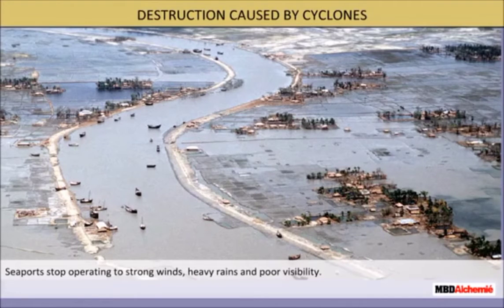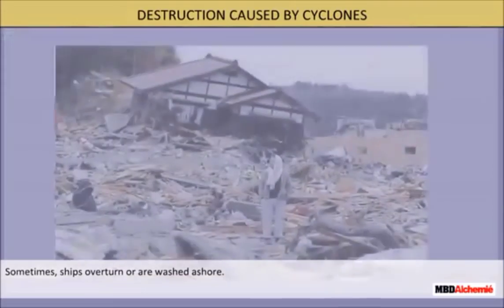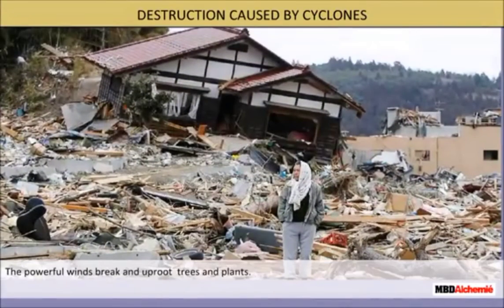Seaports stop working due to high winds, heavy rains, and poor visibility. Sometimes ships overturn or are washed ashore. The high-speed winds bend and pluck out the trees and plants. A cyclone tears away wall sidings and blows off roofs of houses. Houses collapse and people are rendered homeless.